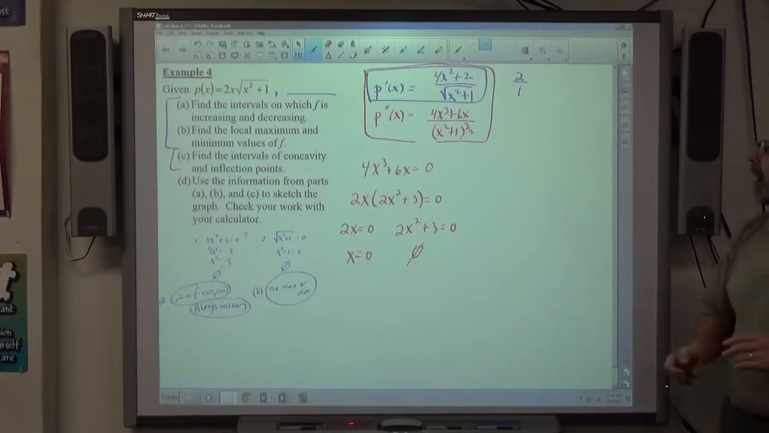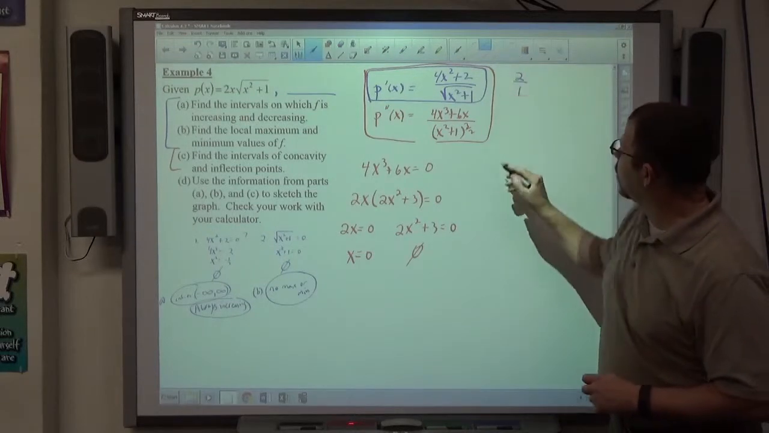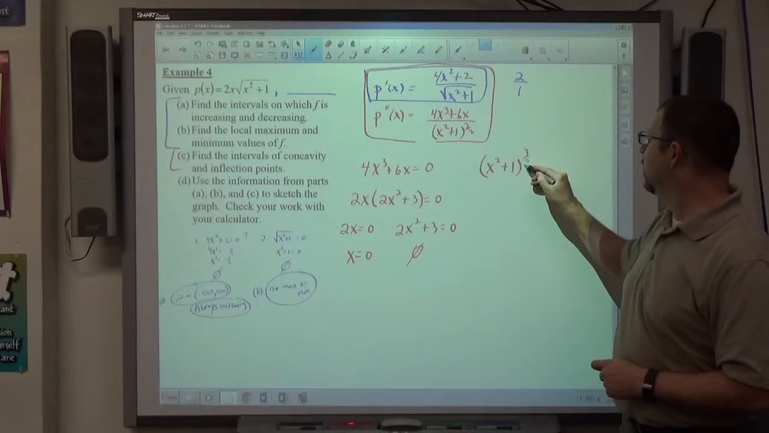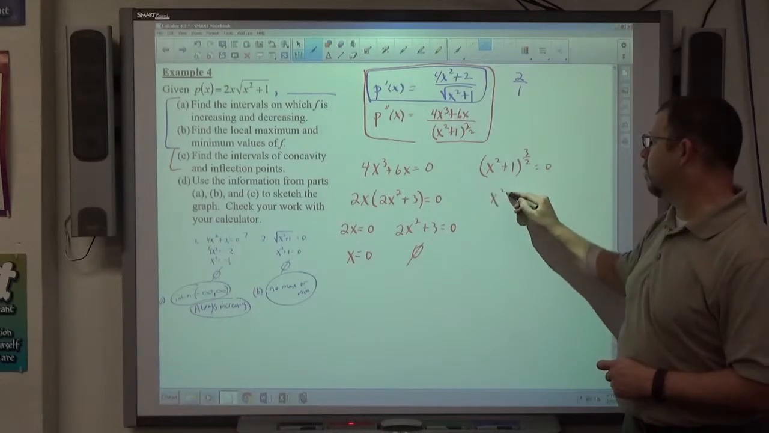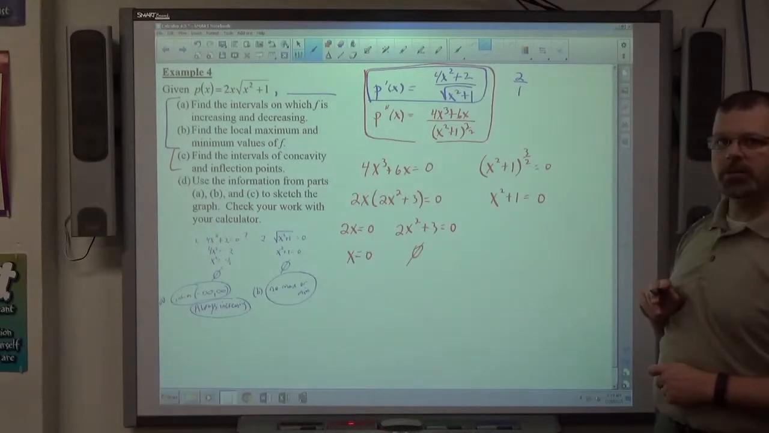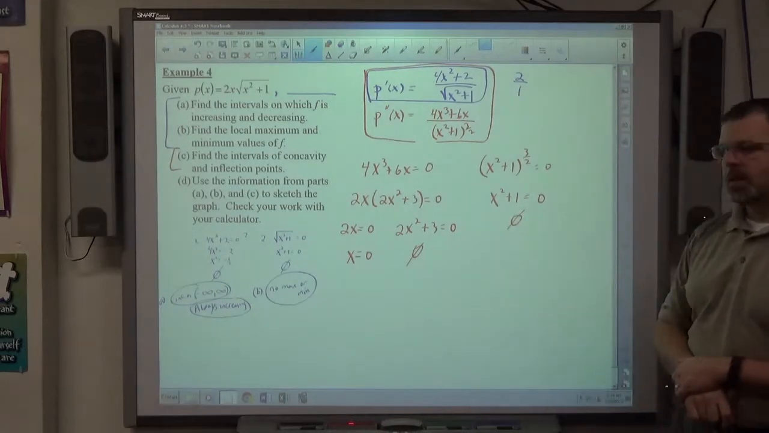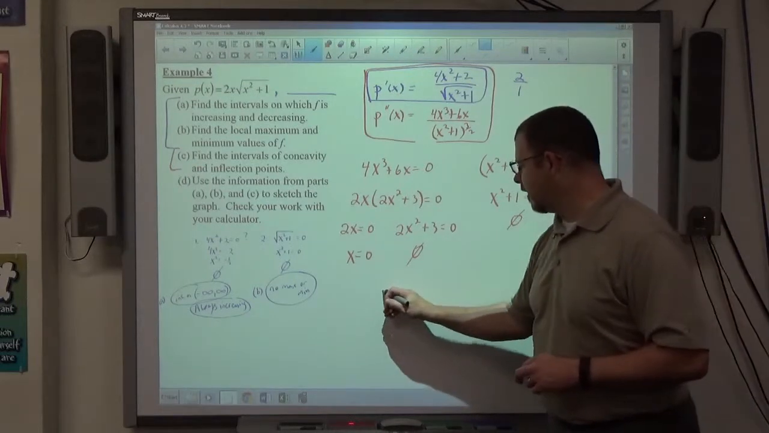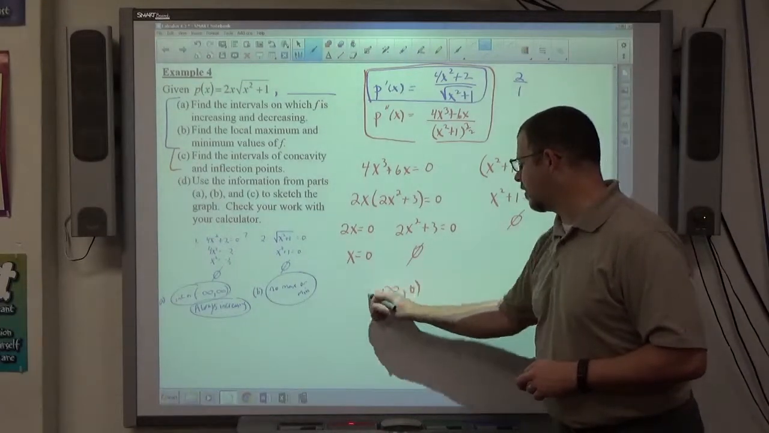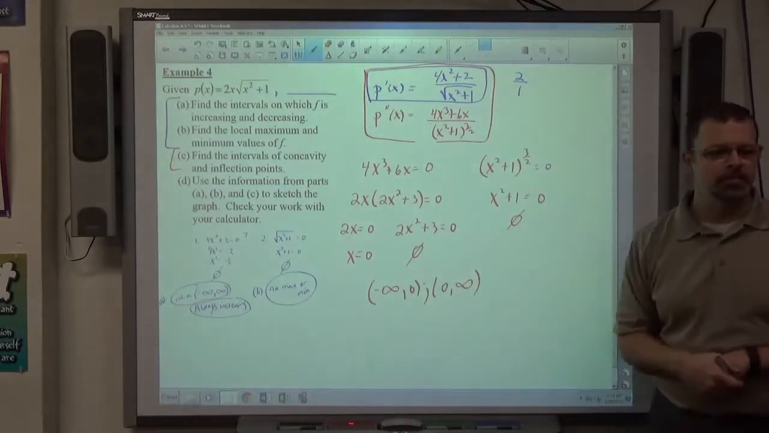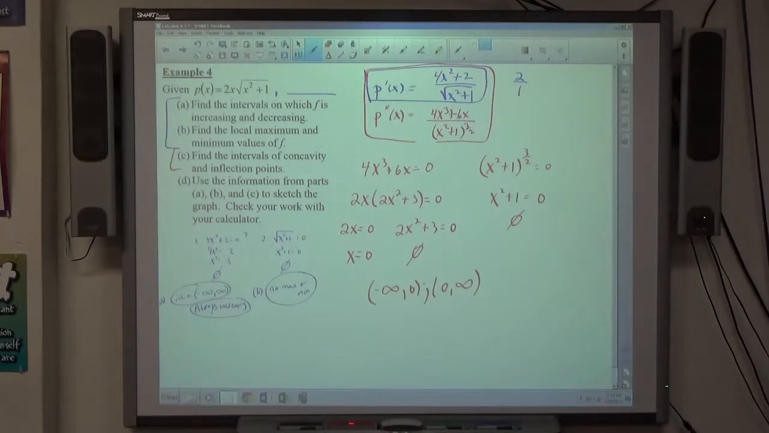All right, look at the bottom. We want the bottom equal to 0. That's going to be x squared plus 1 to the 3 halves equals 0, which means x squared plus 1 would have to equal 0, right? When does x squared plus 1 equal 0? Never. So we got a critical number out of this one. So from negative infinity to 0, there's some sign. From 0 to infinity, there's some other sign. Maybe. Sign change can occur whenever the derivative equals 0.